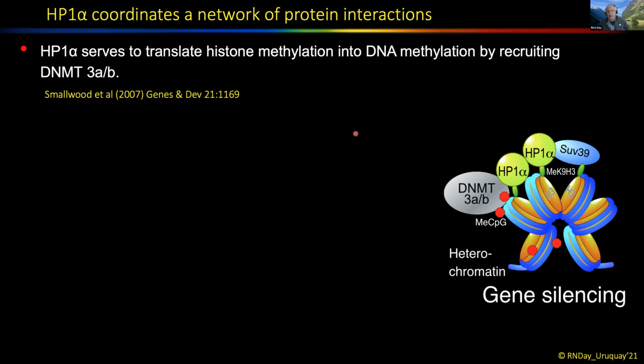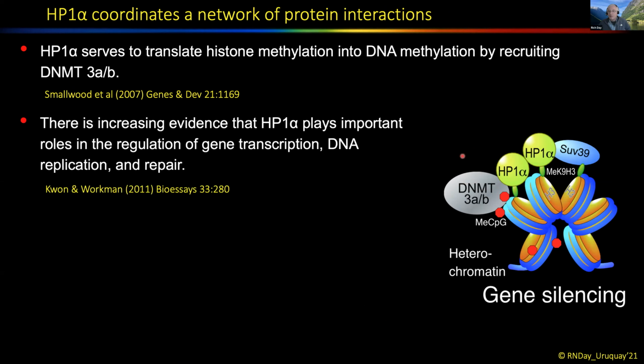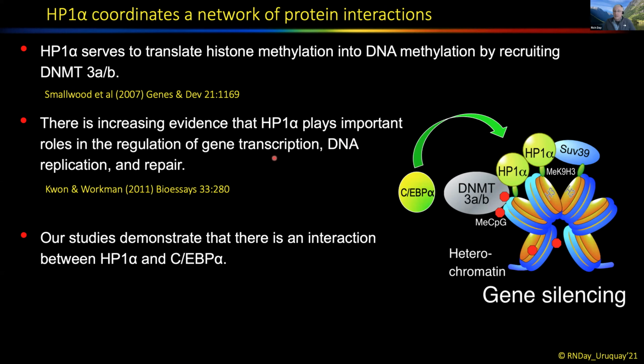I just wanted to comment a bit about what we think is going on here. So HP1 alpha serves to translate histone methylation into DNA methylation by recruiting the DNA methyltransferases. And so there's increasing evidence that HP1 alpha has a lot of functions in maintaining genome integrity, in regulating gene transcription, and regulating DNA replication and repair. So it's a very important protein. Our studies indicate that this transcription factor important for differentiation directly interacts with HP1 alpha when it's bound to heterochromatin.